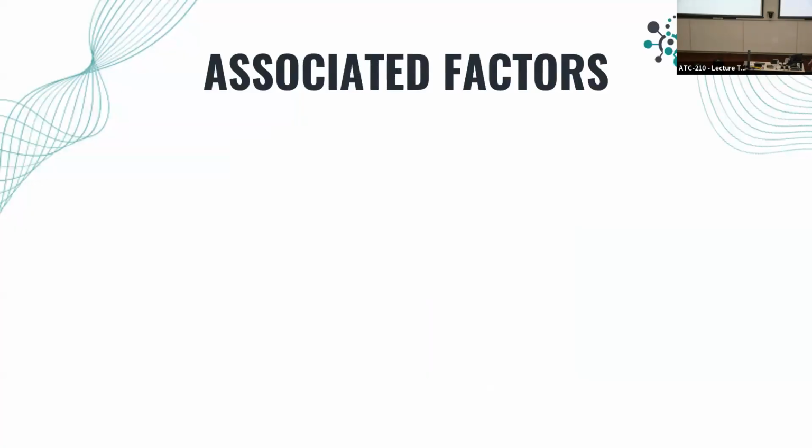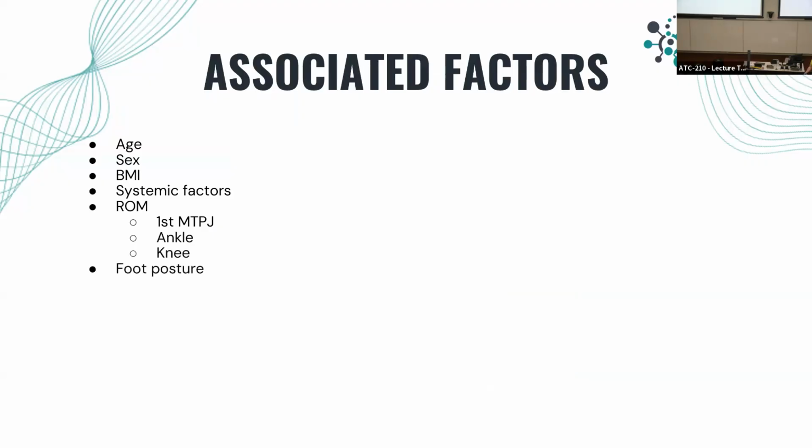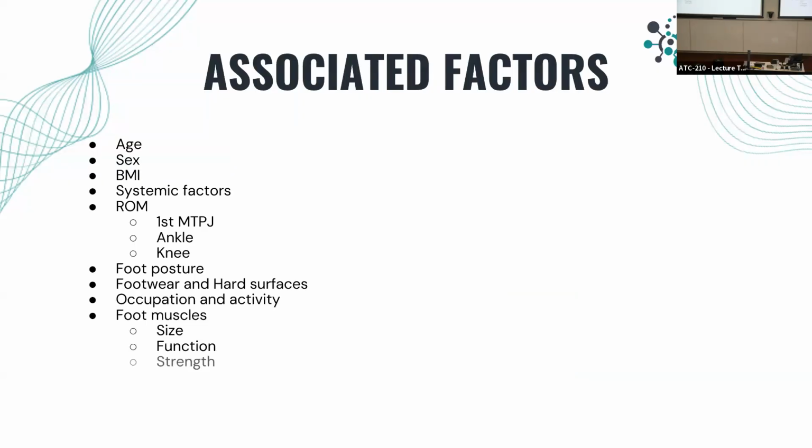So thinking about those big, broad factors, let's have a look at what the associated factors are. Well, we've covered these ones, age, sex, BMI. We can consider systemic factors, but there's not a huge amount of research that we can talk to around that. I could also ask you around range of motion, and you'd probably all say first MPJ, ankle, knee. I'm sure some people would also suggest that foot posture is a risk factor for plantar heel pain, footwear, hard surfaces, their occupation and activity, foot muscles, and we can talk to whether it's size, function, or strength.